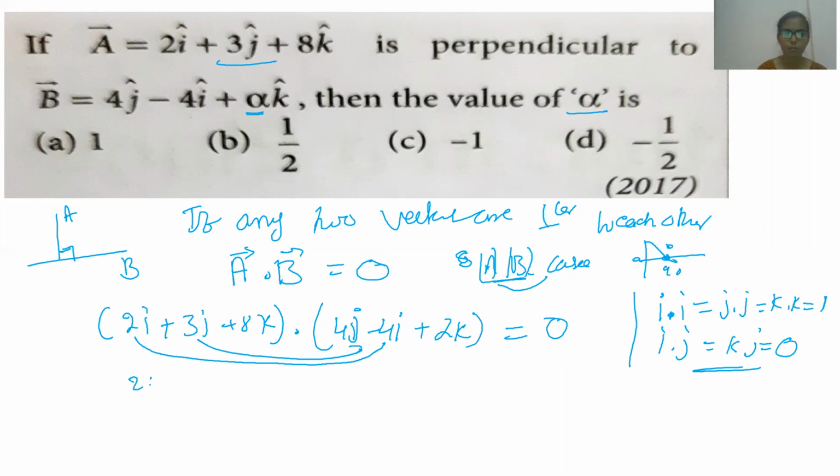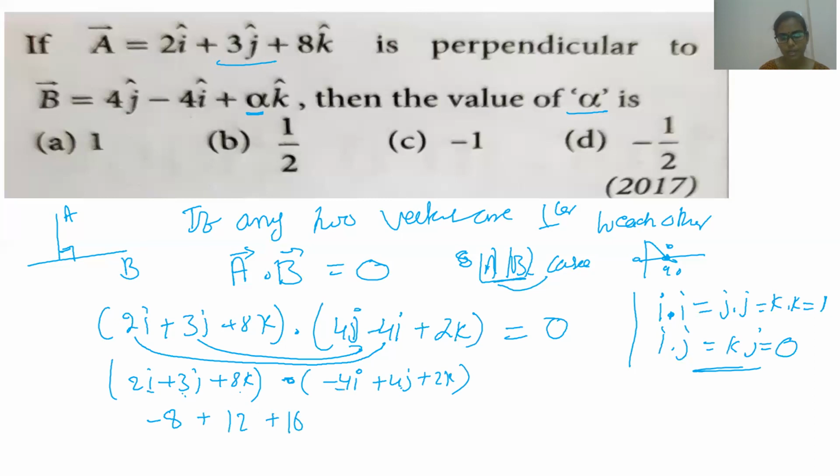Let us arrange in the proper way. 2i plus 3j plus 8k. Here j was given first, so you have to write i first; it is easy for you to multiply. Plus 4j plus alpha k. Now take the dot product of this. 4 into 2, 4 twos are 8, minus 8, plus 3 fours are 12, plus 8 alphas. Why did I take only this? Because i dot i gives 1. If I take 2i with j, it will become 0. If I take 2i with k, that also becomes 0, right, children?